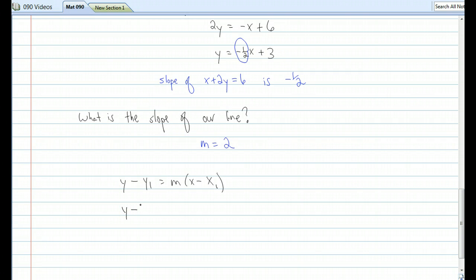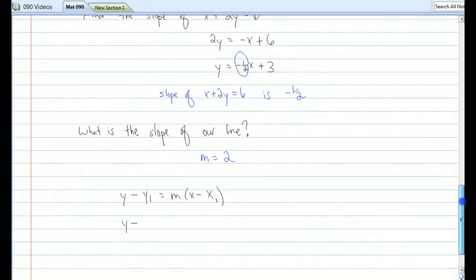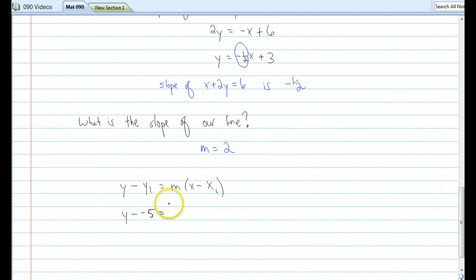Y minus our y1 value, if we go back, was -5. Our slope is 2. And our x1 value in the original problem was -1. All we have to do is simplify that and get y by itself, and we have ourselves an answer. So simplifying is going to give us y plus 5. Distributing the 2 through the parentheses is going to give us 2x, and since this minus minus would have been a plus 1, we're going to get a plus 2. Getting y by itself just means subtracting 5, and we have 2x minus 3.